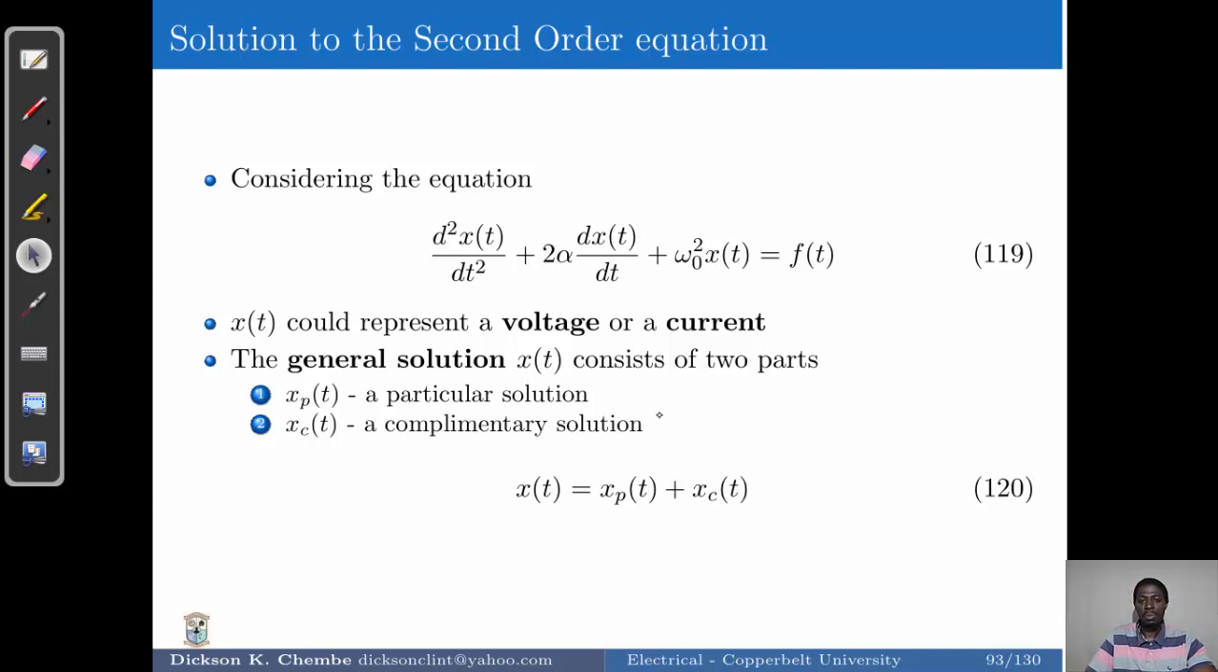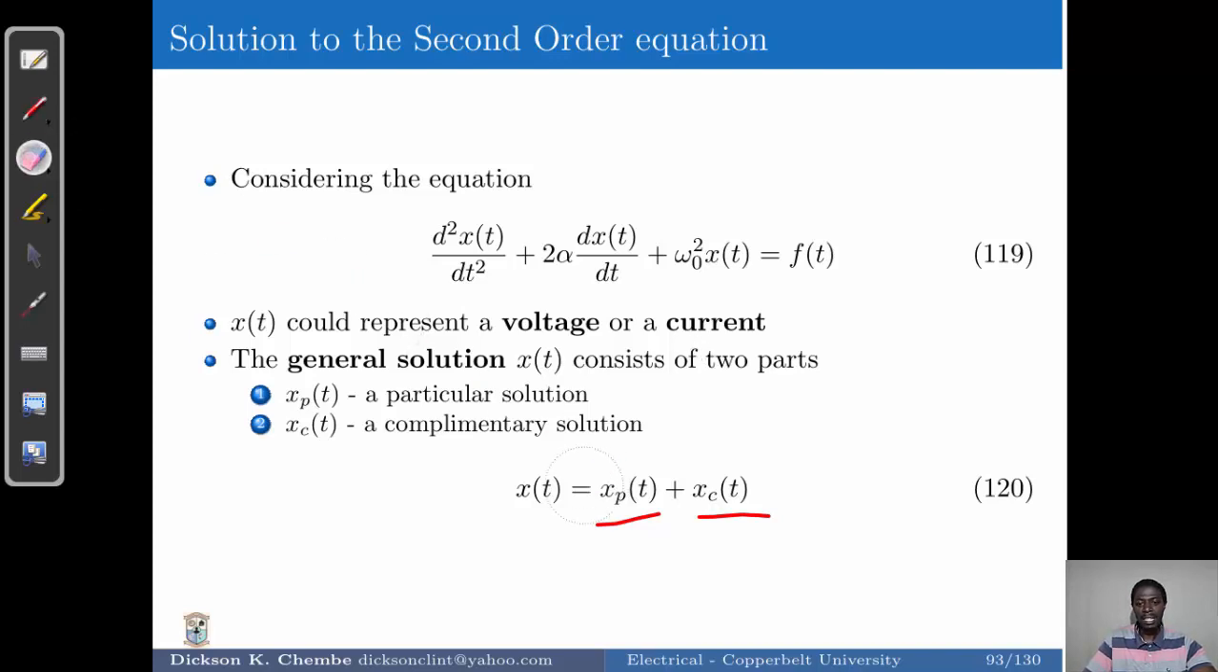The solution is going to be obtained with two components. One is called the particular solution, and the second component is called the complementary solution. The complementary solution has three cases that we'll discuss shortly. But to find the particular solution, we have to find, and by the way, in this equation x(t) could represent a voltage or a current, depending on what we are looking for.